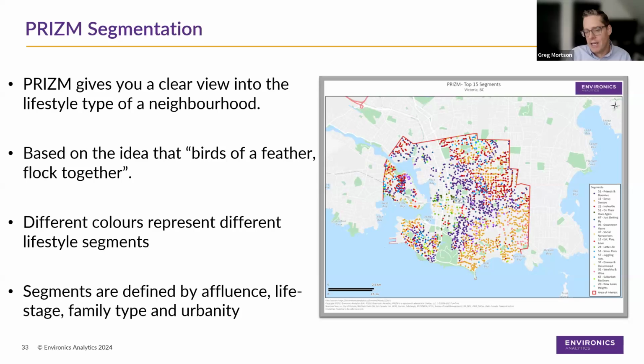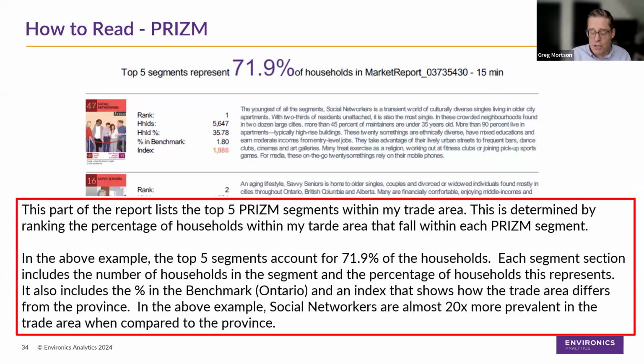So, a very interesting data set that just makes it easier for people to work with the reams of data that we have available to them. On the right here, you can see that each one of these dots represents a segment that is assigned to a residential postal code, in this case in Victoria, BC, but it could obviously be around your store as well.